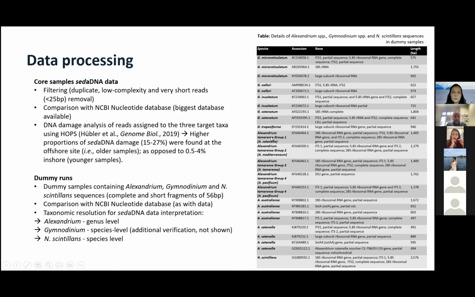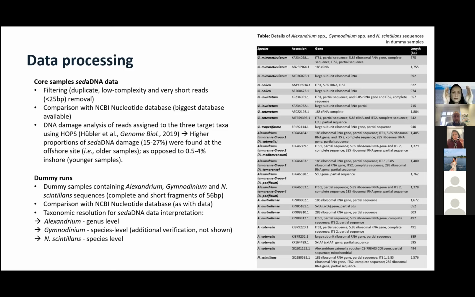The whole sequence would have been, in this case, 575 base pairs long, 1,755, and so on. So we include this in the analysis, but also a chopped up version of this, where we have fragment 1 of this sequence, fragment 2 of that sequence, fragment 3, and all of them were 56 base pairs long.